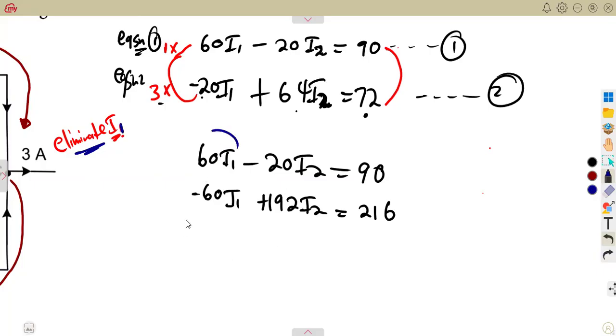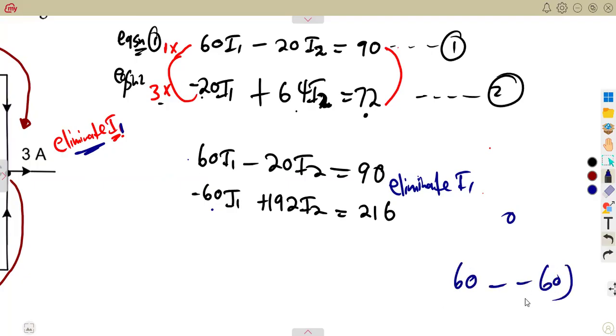So how can we eliminate I1, since it's the one that we wanted to eliminate? Are we going to add these two or are we going to subtract? You try on your calculator: 60 plus minus 60 gives you a 0. But if you subtract, 60 minus minus 60 gives you 120. You haven't eliminated it, you still have 120 I1. But if you add, it is going to be 0 I1. Thus you have eliminated it, because any number times 0 is what?